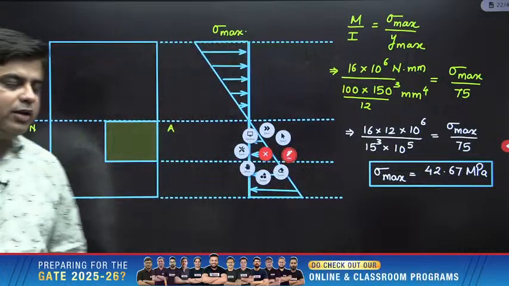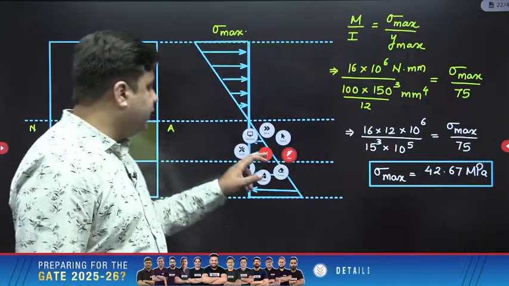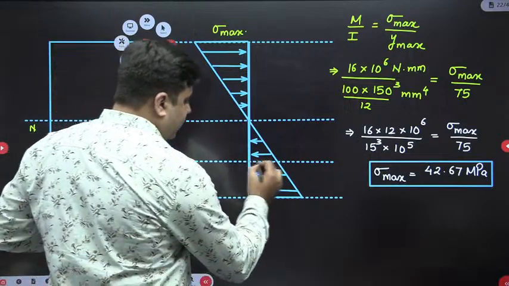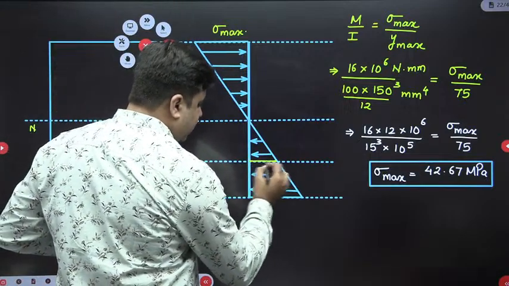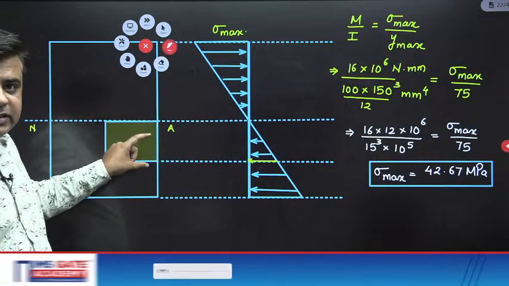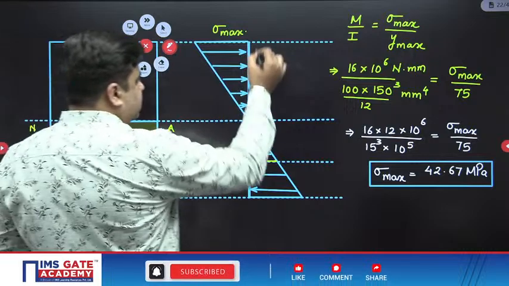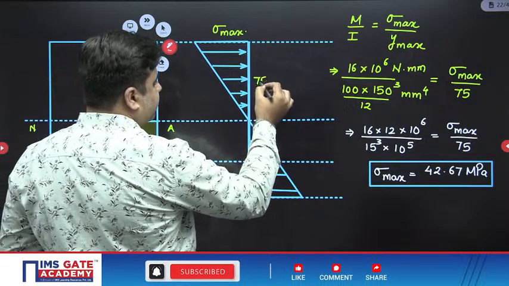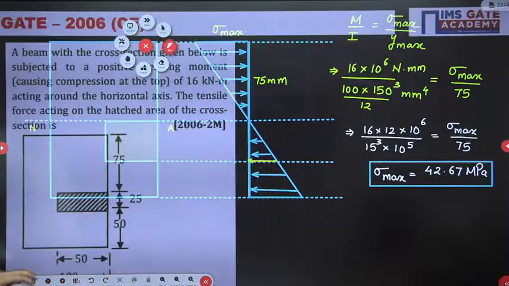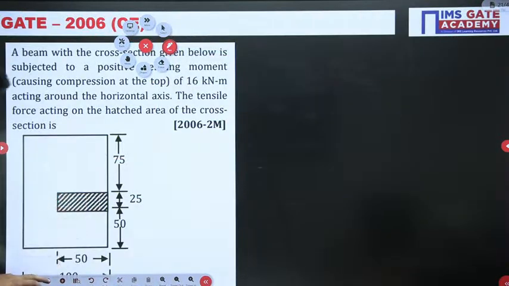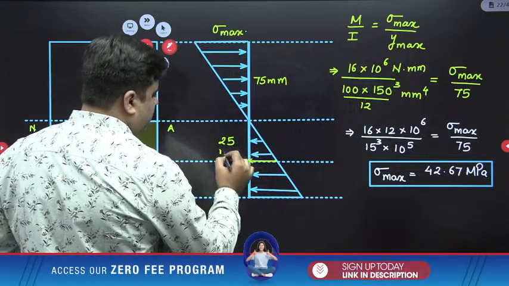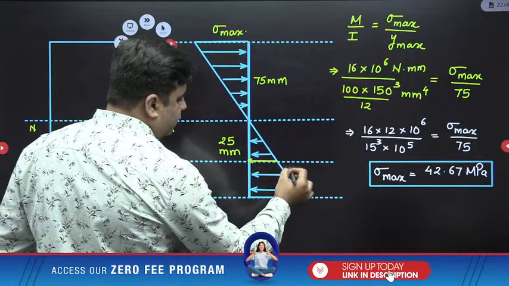Okay, once you calculated this value of sigma max, now what you need to do is use the similar triangles and get me the value of bending stresses at this level. That is this bottommost level of this hashed area, right? So you know this distance is 75 mm. And this distance is how much? I think it is given to you as 25 mm. Yeah, this is 25. And you need to find out the value of this sigma 1.